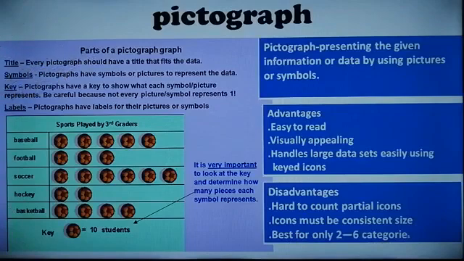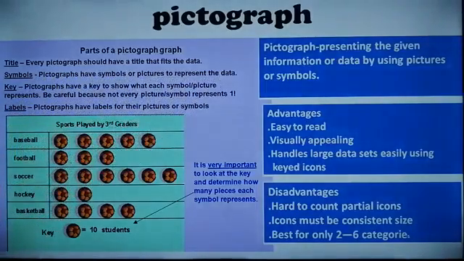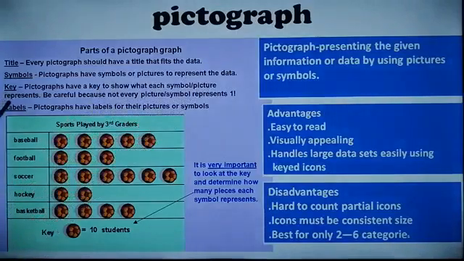The parts of a pictograph. The first one, there should be a title. Here the title is sports played by 3rd graders. Then we are using the symbols. That means a pictograph has symbols or pictures to represent the data. Then the third one, key. Here it is given, 1 football or ball means 10 students. This is the key. Key means pictographs have a key to show what each symbol or picture represents.